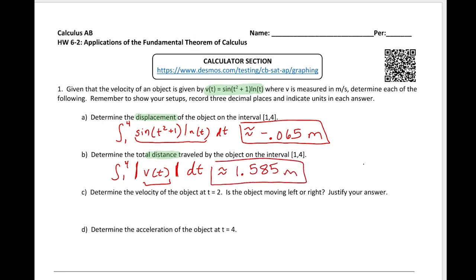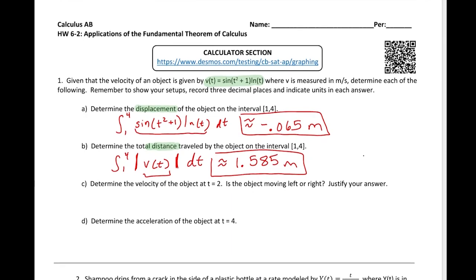Now, if I compare that to my answer for A, you can draw a conclusion here that the object was moving back and forth, right? And you can see that in the graph. It seems pretty obvious. But the fact that these are not the same means that some of this distance that we compute in part B is actually like a negative, you're moving in the negative direction. So I just want to make a quick note of that.